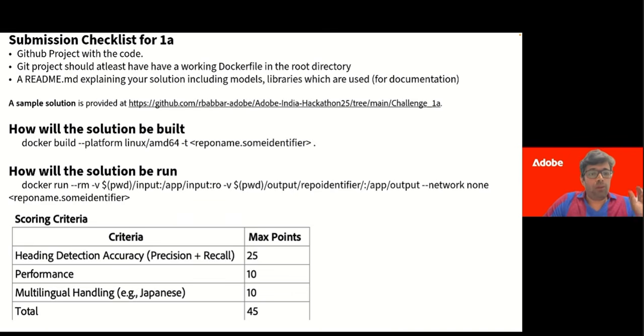The automatic evaluation will have some criteria. Heading detection accuracy will have the maximum percentage points, so it will have 25 out of 45 points. Performance, the exact performance numbers will come in the next slide, but they'll count for 10 points. Multilingual handling, like whether your code can handle languages such as Japanese, that will be for 10 points, for a total of 45 points. Yeah, Ajit, can you go to the next slide, please?